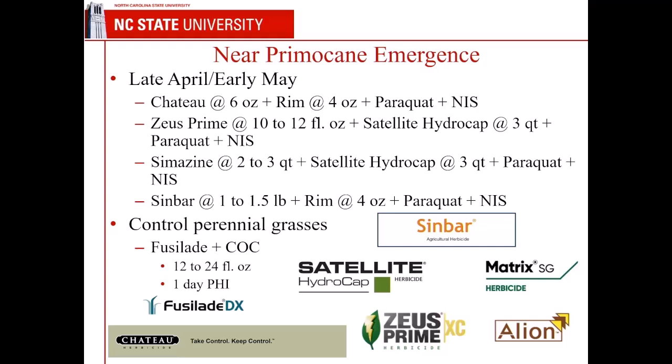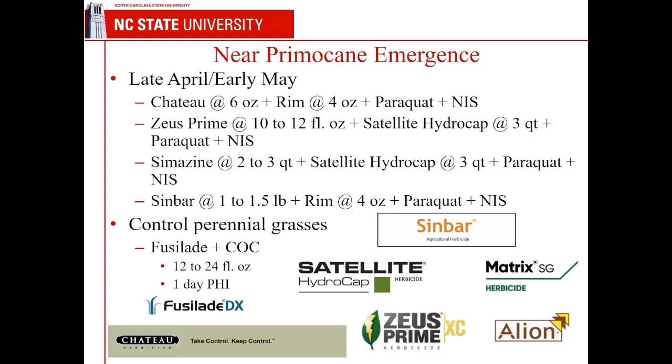But typically, the ground's going to be pretty clean from that initial application you made back in the February, March time frame. And depending on what you use then, we'll make a decision as to what you can use this time. If you've already used Chateau in February, obviously we can't use the Chateau application again. But the Chateau at 6 ounces of Rim is an option at this time frame. Zeus Prime at 10 to 12 fluid ounces with Sylite Hydrocap is a great pre-emergence tank mix.